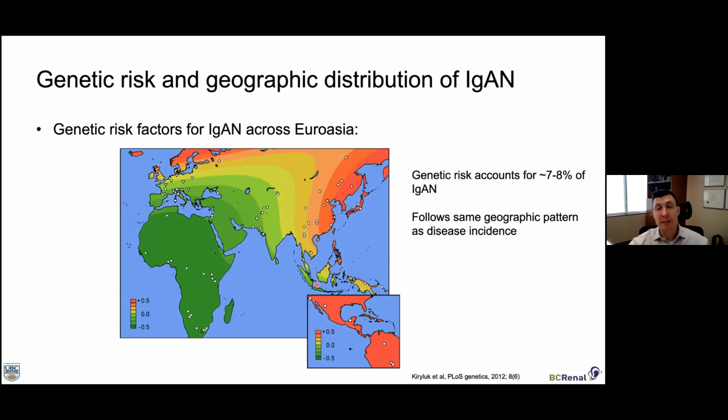Well, people that study the genetic risks associated with IgA nephropathy, that is, gene abnormalities that might contribute to developing IgA nephropathy, would acknowledge that gene abnormalities really account for a minority of IgA nephropathy, at most 7 or 8%. But what's very interesting is that the distribution of high-risk genes in the world follow the same geographic distribution as what we see in terms of disease incidence. So the distribution of high-risk genes increase as you go from west to east across Eurasia, and they increase as you go from south to north, which is the same distribution we see in terms of the incidence of disease.